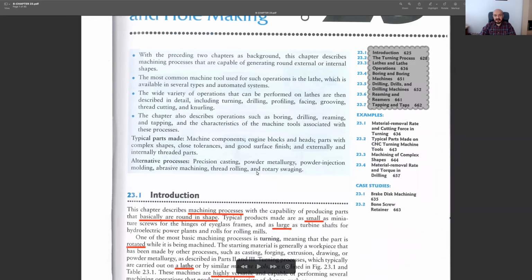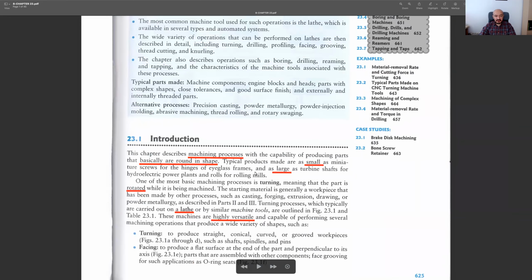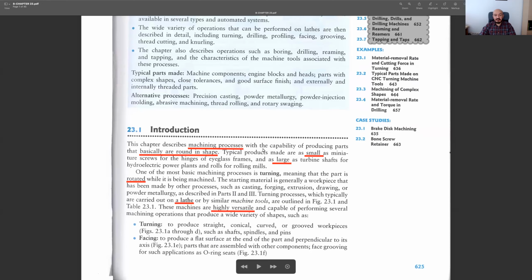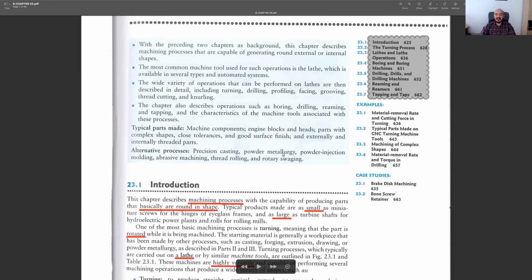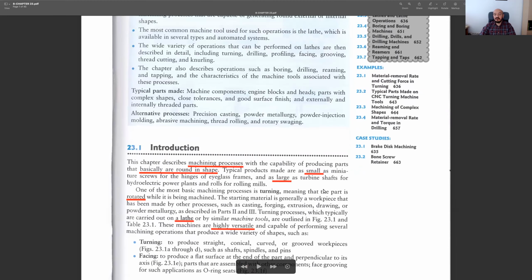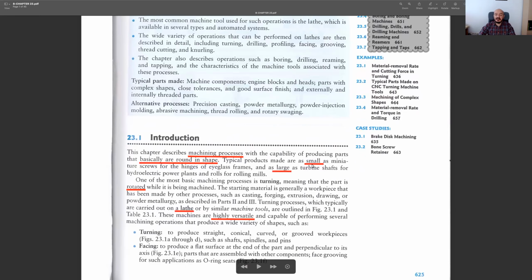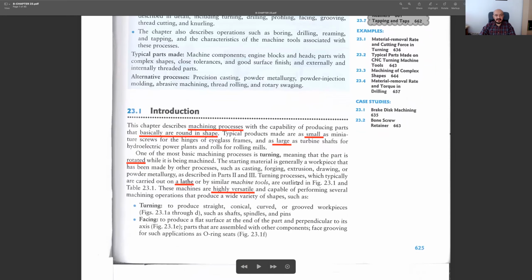It's actually one of the fundamental machining processes. With the help of these processes, turning and other hole making processes, we can produce very small products, or we can produce large products like turbine shafts or rolling mills. And among these operations, as the name of the chapter implies, we'll be mostly spending time discussing turning operations.